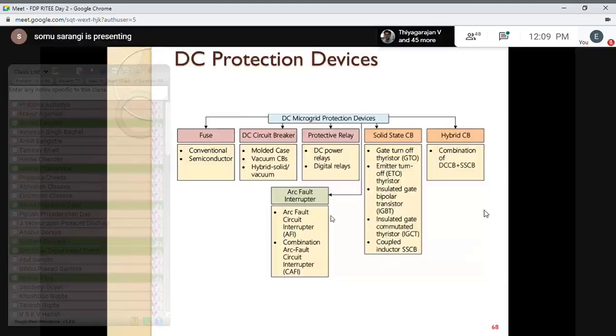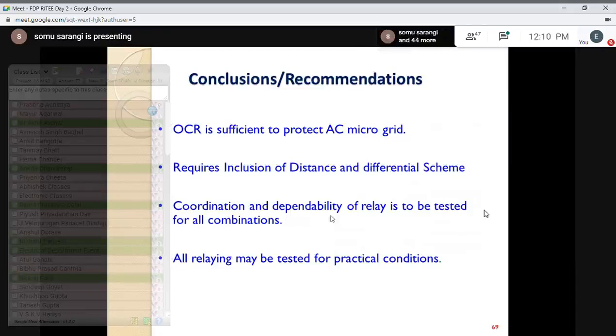Normally we use solid state switches to generate the current zero. Then after that we break the current. So we have gate turn off thyristor, emitter turn off thyristor, insulated gate bipolar transistor, insulated gate commutated thyristor, coupled inductor, and hybrid circuit breaker in combination of DCCB and SSCB. So these are the possible options we have when thinking about the system.